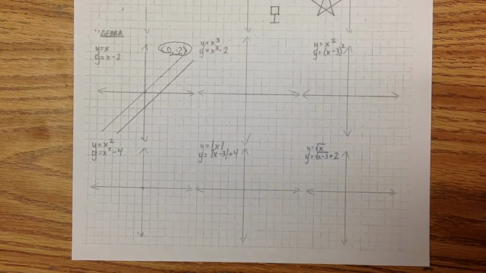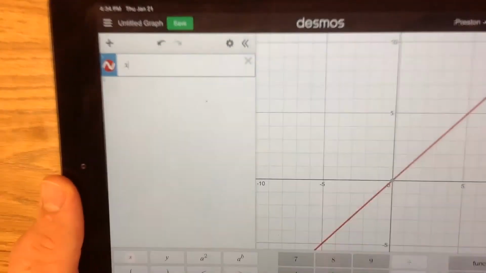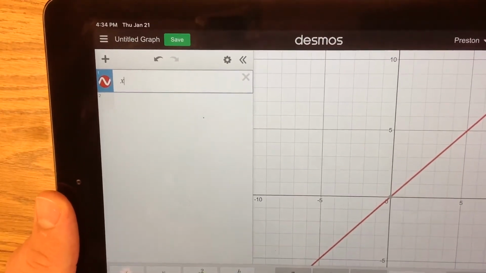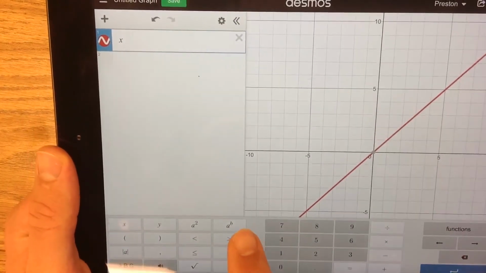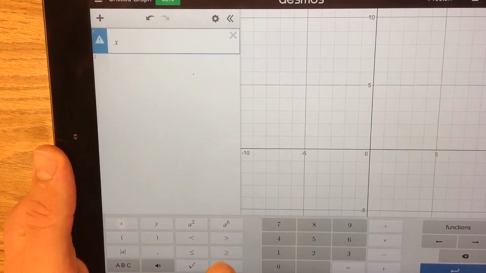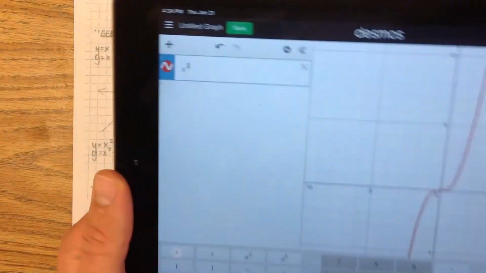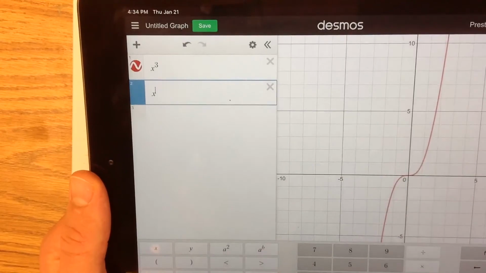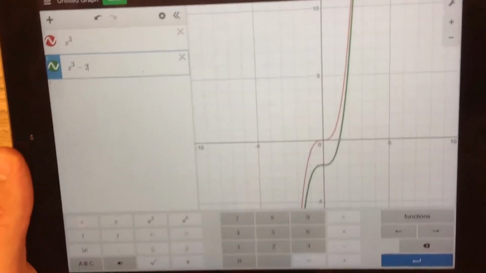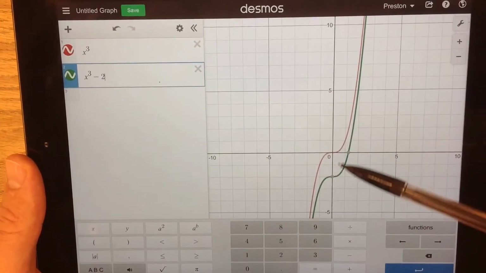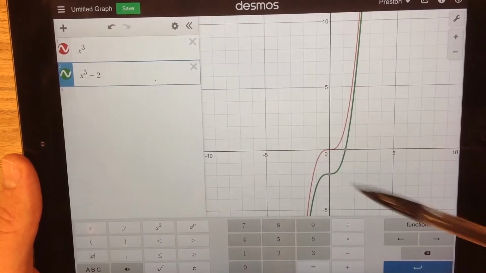Okay, let's do that again with the next one. So y equals x to the 3rd power. So x to the 3rd power looks like this. I hit this button. X to the 3rd looks like that. And then x to the 3rd minus 2. Looks like that. Now, how do I get from the red line to the green line? Notice again, all I did was translate it down 2.